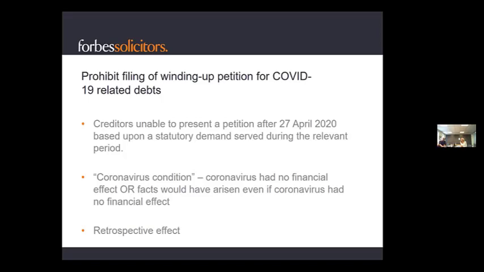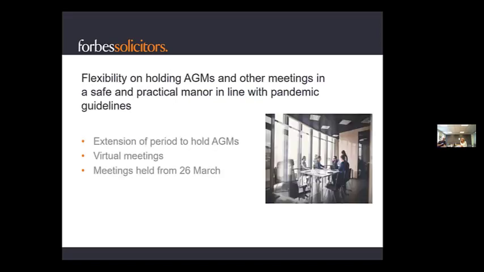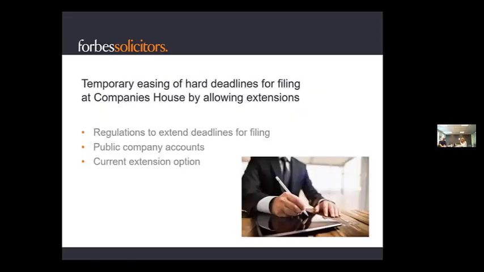Moving on then, we mentioned at the beginning of the webinar that there are certain amounts of flexibility being given to various meetings to be held by companies at the moment. These include the extension of the period to hold the AGMs, and meetings to be held virtually. Won't deal with that in any great detail here, but there is full guidance available on that if that's useful. And again, hard deadlines for filings at Companies House as well.